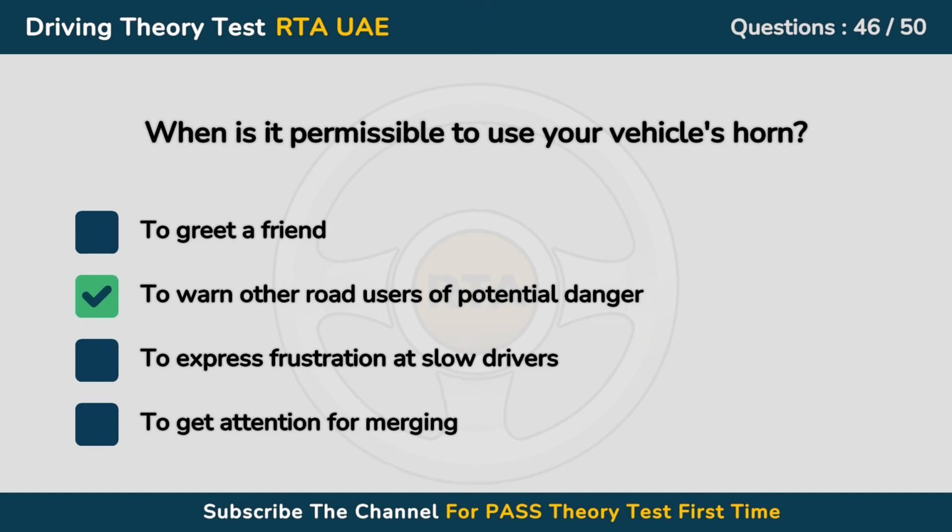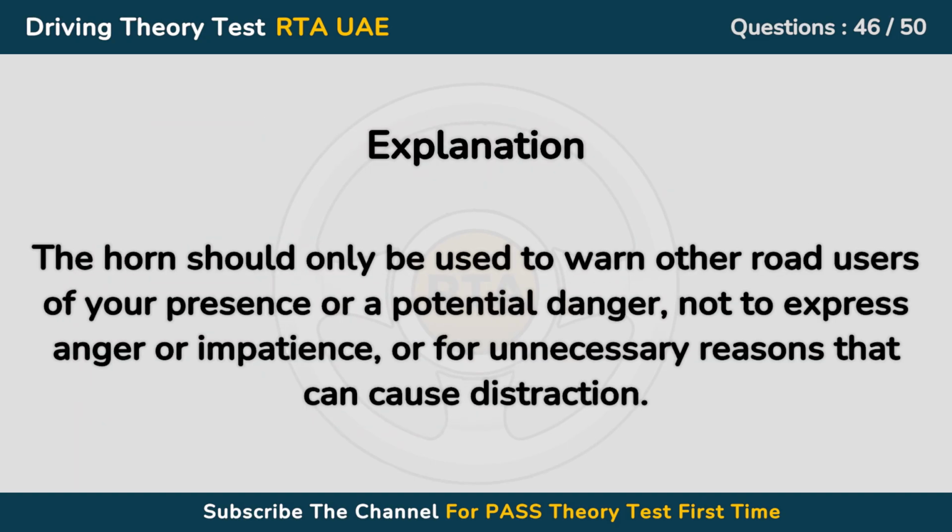Answer is B. To warn other road users of potential danger. The horn should only be used to warn other road users of your presence or a potential danger, not to express anger or impatience, or for unnecessary reasons that can cause distraction.